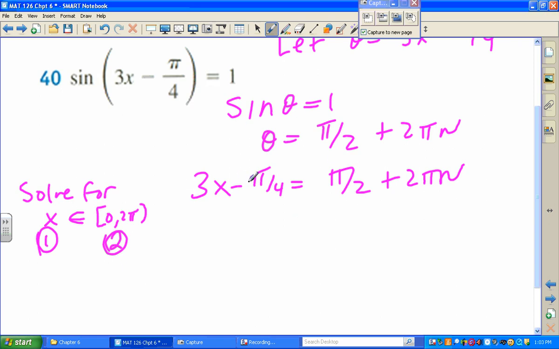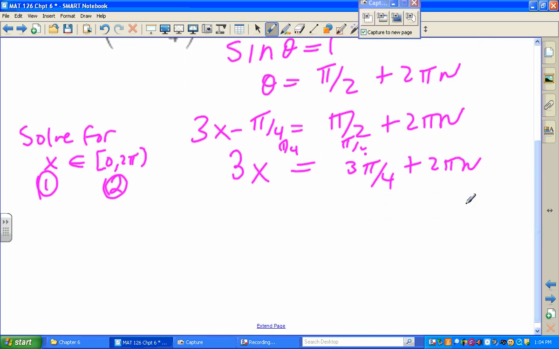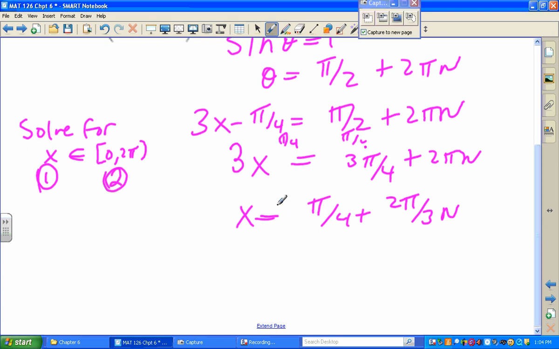solutions. So first thing is you add pi over 4 to both sides. 3x equals, and you combine like terms. So if I add pi over 4 to both sides, a half plus a fourth, everybody thinks, I know, is 3/4, okay? Plus 2 pi n. Now you divide every single term by 3. When you divide by 3, you have x equals pi over 4 plus 2 pi over 3 n. Okay? That's where we worked at it from yesterday. Today, now I have to generate all these solutions.